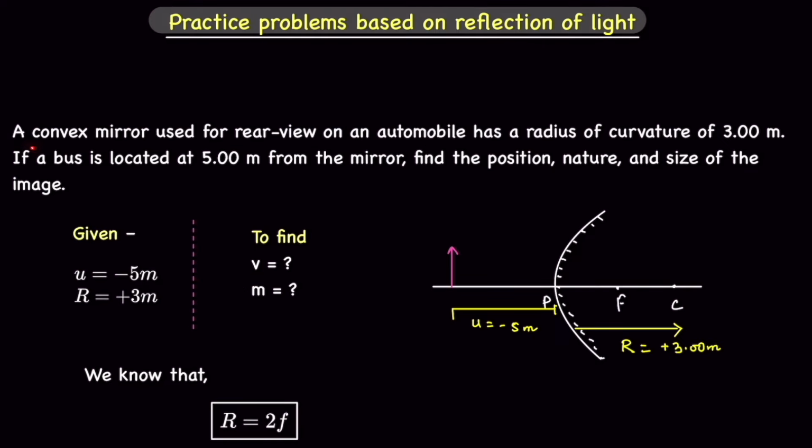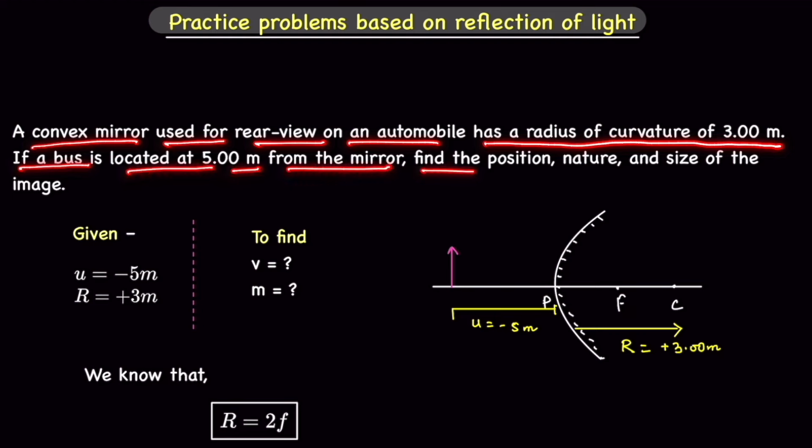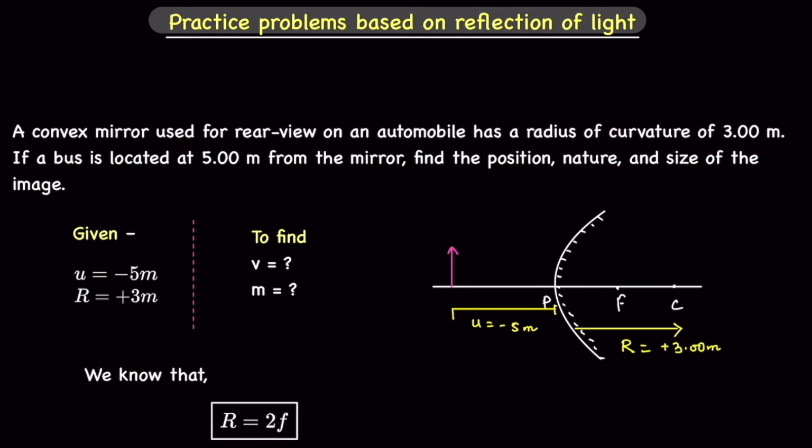In this question, a convex mirror used for rear view on an automobile has a radius of curvature of 3 meter. If the bus is located at 5 meter from the mirror, find the position, nature and the size of the image. First we always draw the ray diagram based on the question. Here this is a convex mirror, and we have focus and center of curvature, which are present on the non-reflecting surface. According to the question, R is given as 3 meter, so it is plus 3 meter, and the object is present 5 meter from the mirror, so u is minus 5 meter.